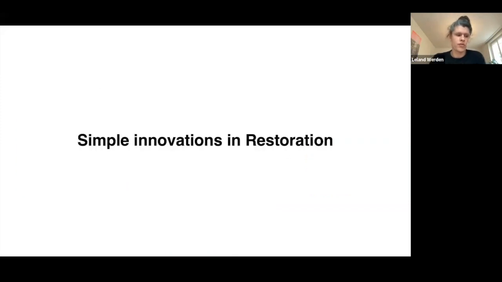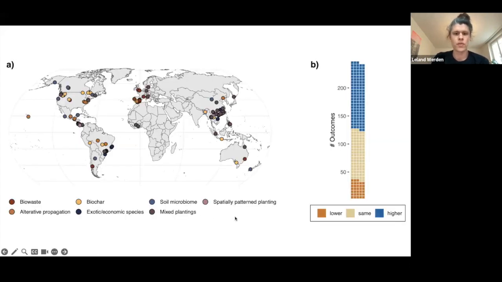And then I just wanted to touch super briefly on some work that we've been doing recently to try to think about how we can use really simple practices to improve restoration. So what we did is we looked at all these different types of practices that people are using around the world. So this is a map of all the studies that we looked at, where people added things like biochar, which is essentially just ash, mixes of exotic and/or economic species with native tree species, thinking about doing high diversity plantings, thinking about planting trees in islands, adding soil to increase the microbiome.